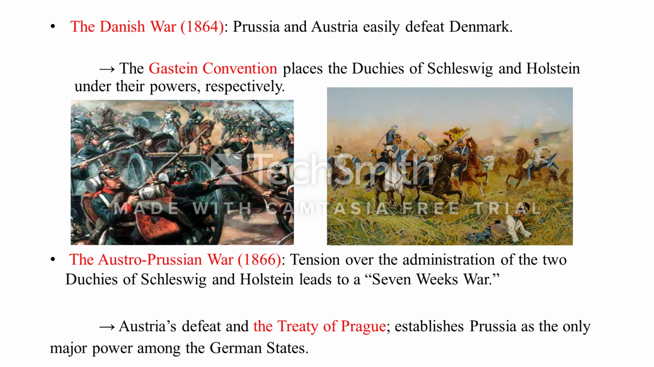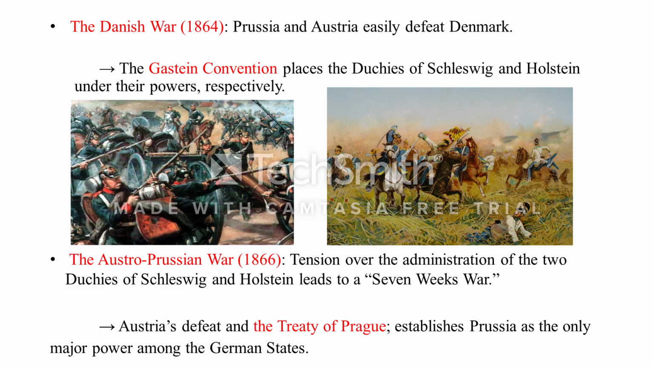Alright, so how does Bismarck unite the German states? The first thing he does is start a war with Denmark, which is known as the Danish War of 1864. Both Prussia and Austria easily defeat Denmark. The Gastein Convention places the Duchies of Schleswig and Holstein under the two powers, respectively. Now, this comes into conflict as two great powers are controlling these duchies.